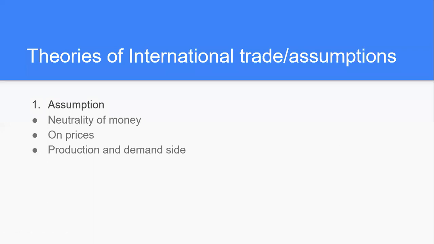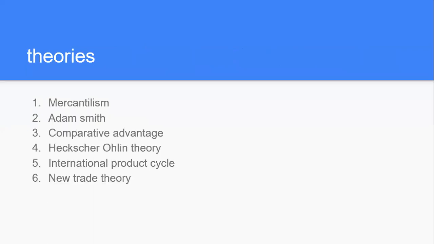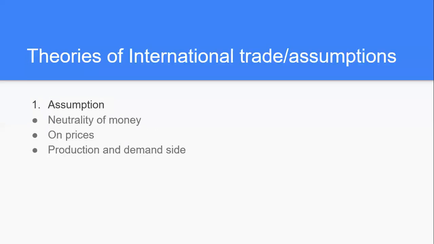So those are the key assumptions: the assumption on neutrality of money, the assumption on prices, the assumption on the demand side, and the assumption on the production side. Then I just move to the theories of international trade. What are the theories of international trade? There are 6 theories here.